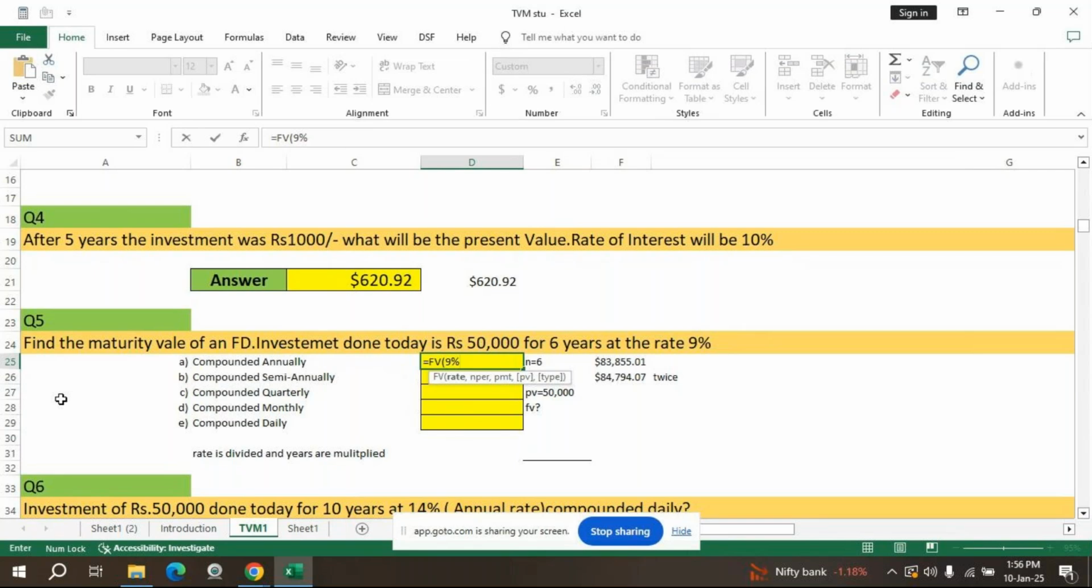So now comma. Don't do anything here. Just do it as usual, as we had done previously. Then nper is nothing but 6 years. Comma pmt, so pmt is 0. Then comma pv. So what is the investment done today? What is the value of the pv?